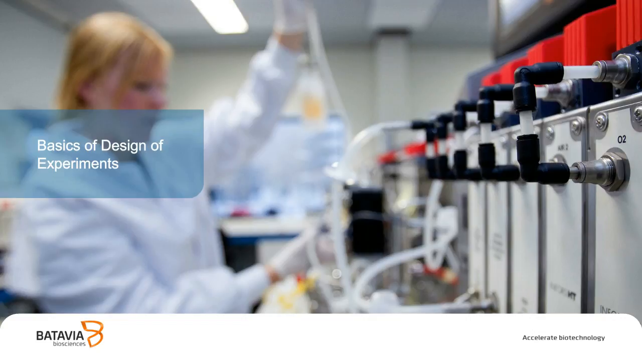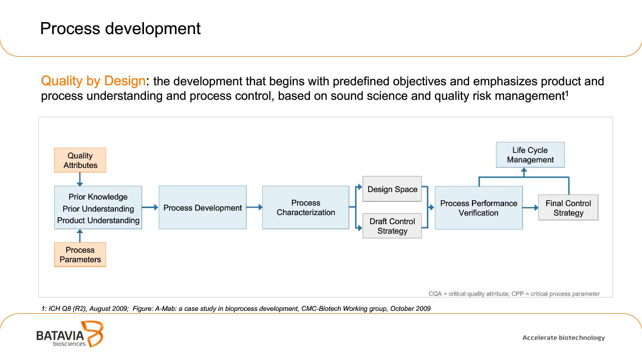Nowadays, if you work on process development, you should do that according to the quality by design approach. And a definition of this approach is given in the ICH guidelines, which is the development that begins with predefined objectives and emphasizes product and process understanding and process control based on sound science and quality risk management.